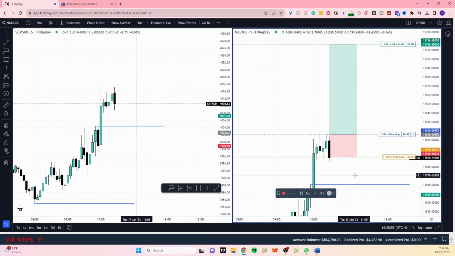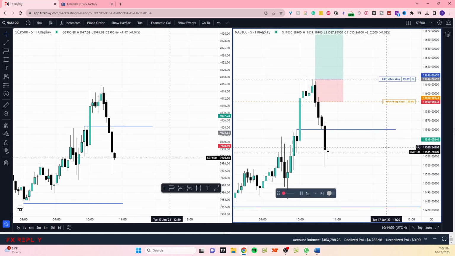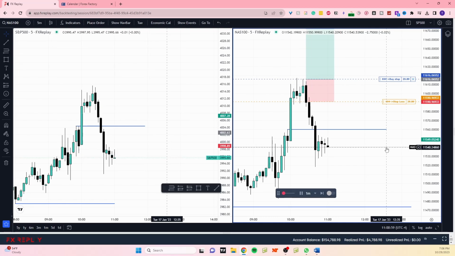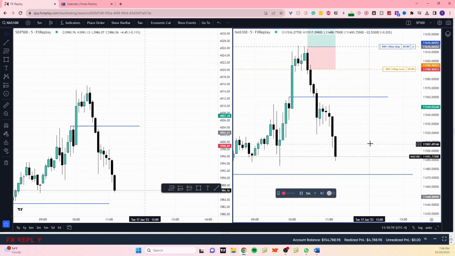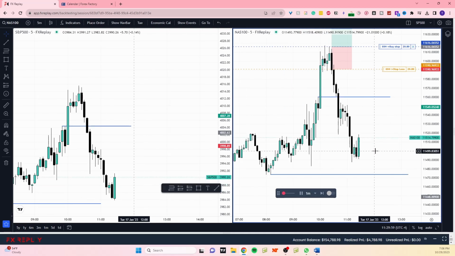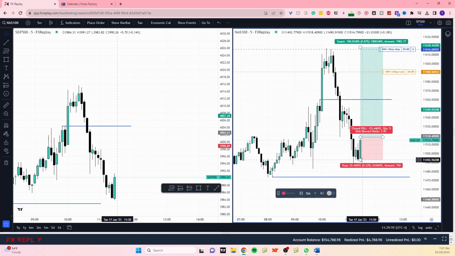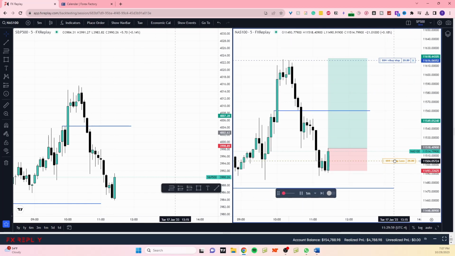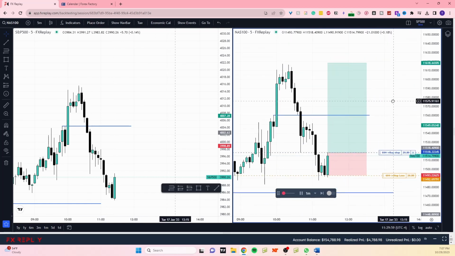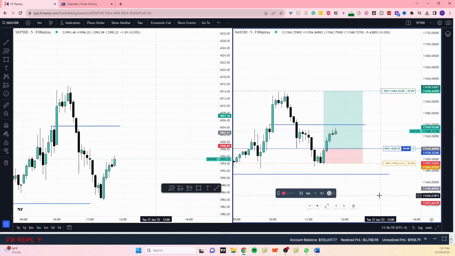So I'm looking to buy stop above that green candle, but I do not get tagged in. So now I'm just waiting for another 5-minute candle to close above a previous 5-minute candle. Right there, buy stop at the high of that candle. Stop loss is 25 points, take profit is 100 points. We get tagged in right there.